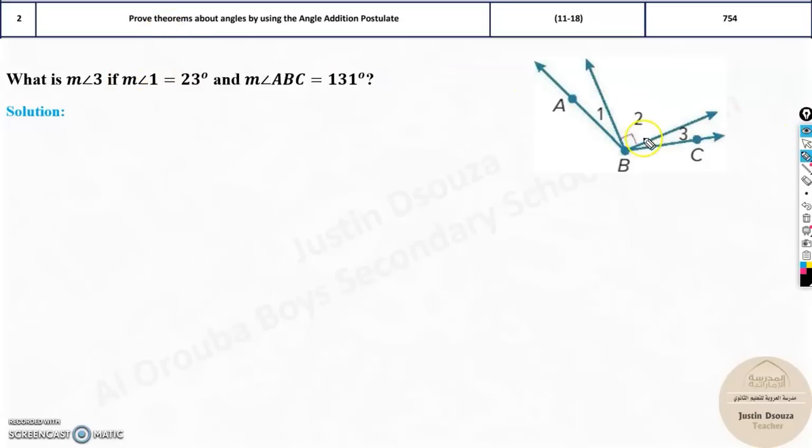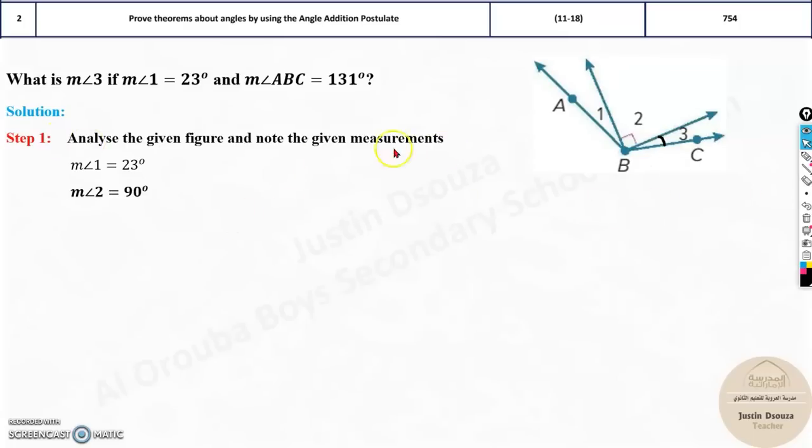If this total is given, let's solve this anyway. They want to find the third one. They have given you the first and the total. You know the second is 90. All you need to do is the total minus 1 and 2 will give you the 3. Let us see over here. First analyze the given figure. We know what is given in the figure. 1 is given, 2 is not given, but you must know 2 is 90 degrees. And then the total angle, that is the measure of ABC, is 131.